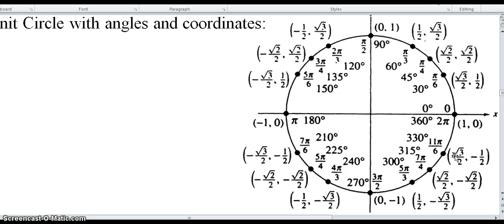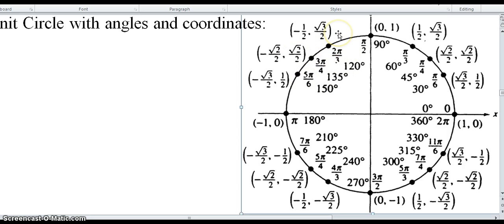Now, this one's negative. If it's negative, I know that I'm focusing on the second and the fourth quadrant, because those are the two quadrants that tangent will be negative in, since one of the x or y values is negative in those two quadrants. Okay, so let's focus on the second quadrant.